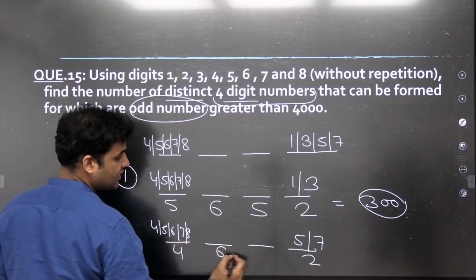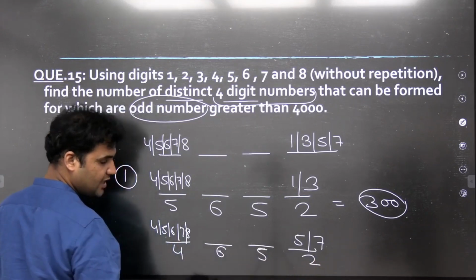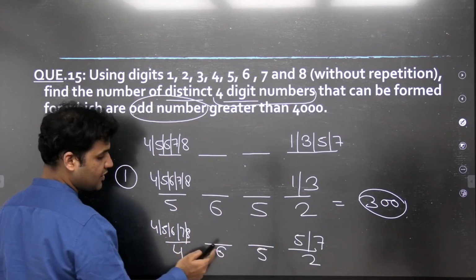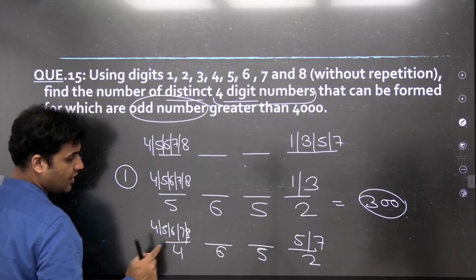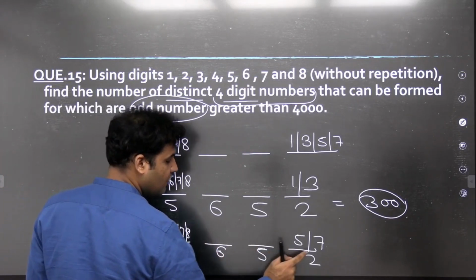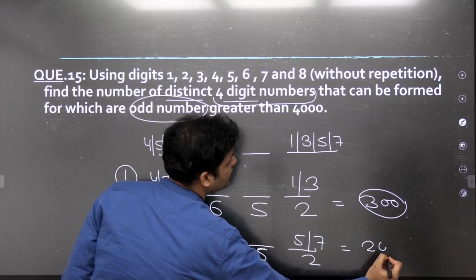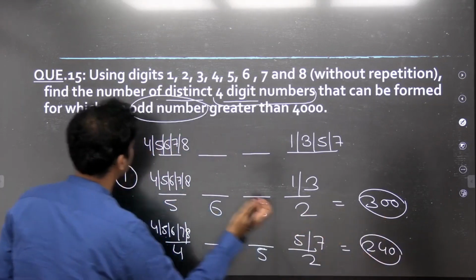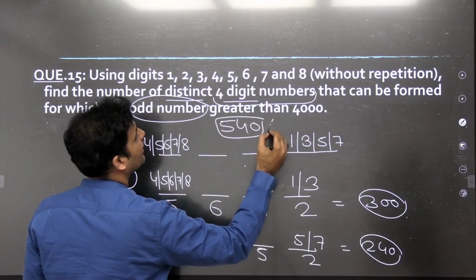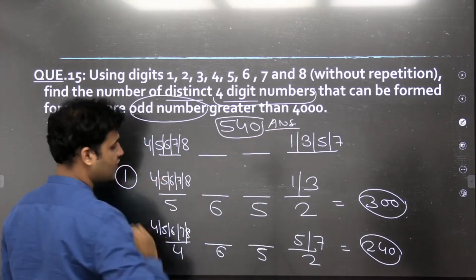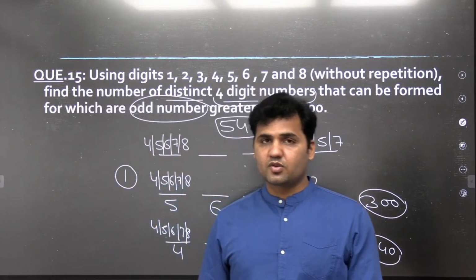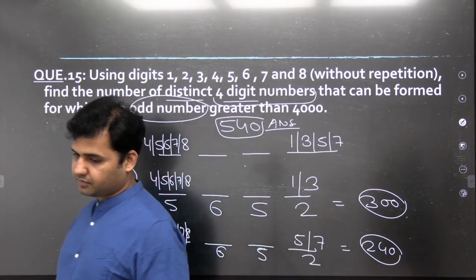Now this place can be filled in 6 ways and this place in 5, because we have 8 digits, 1 digit is used here, 1 digit is used here, so we are left with 6 digits to be placed over here, or 5 digits over here. So how many numbers do we have? 4 into 6, 24, 24 into 5, 120, 120 into 2 is 240. So the answer to this question will be 300 plus 240, that means 540. 540 will be the answer of this question. All these numbers greater than 4000 will also be odd numbers.